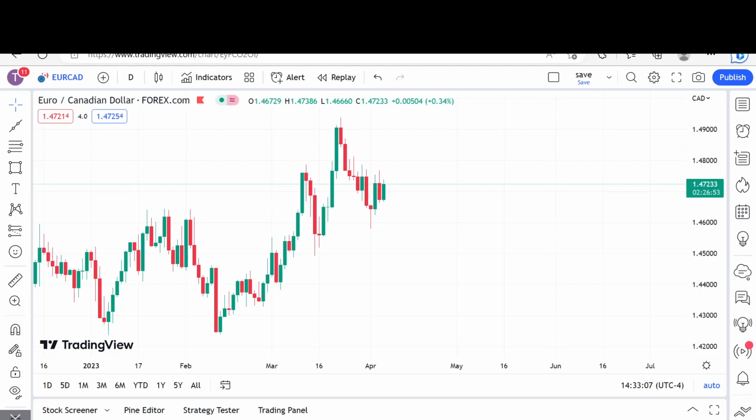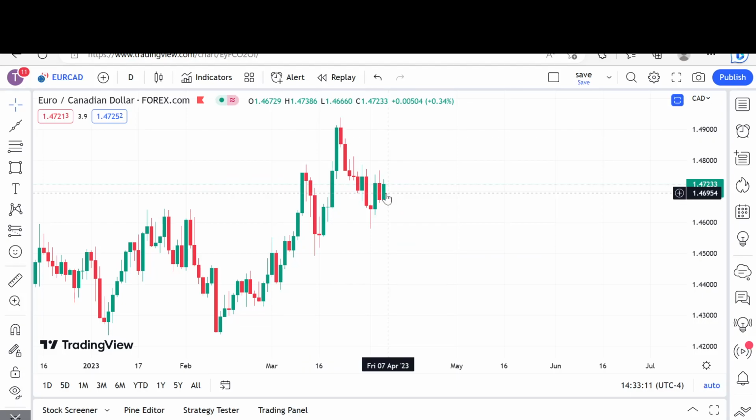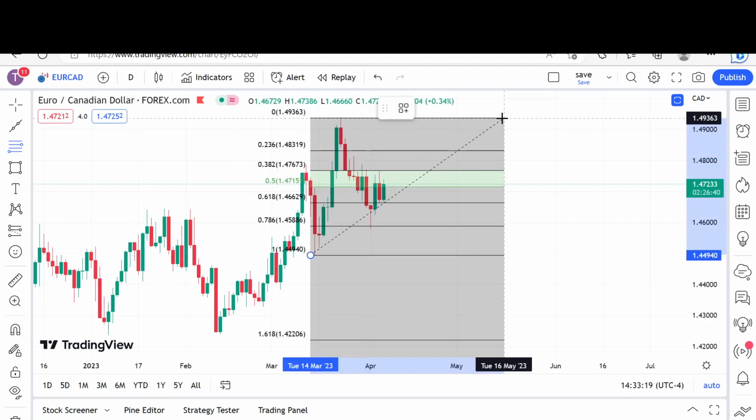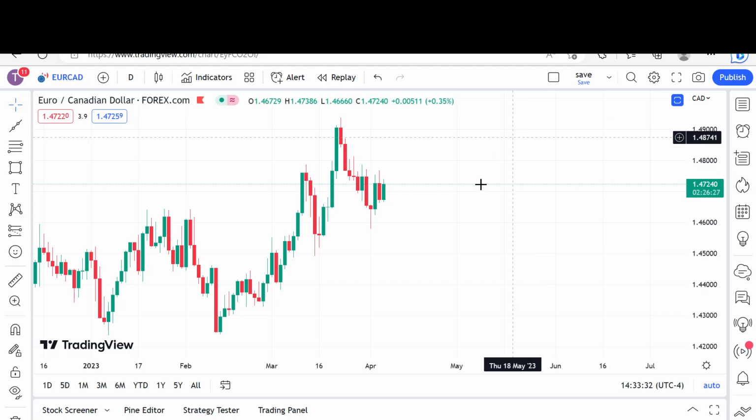Now, I said in chat, pulled back into a daily discount. What do I mean by that? Well, what I mean by that is it pulled back below 50% equilibrium of this price range. So we take our Fibonacci from this low to this high. See what pulled below 50% equilibrium? That's what we want. So we pulled back, price breathed, it came down, it rebalanced all that price action. So it pulled back into a discount. We looking real good on the daily, we sitting real pretty, right?